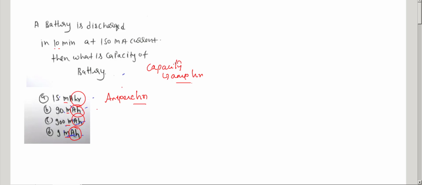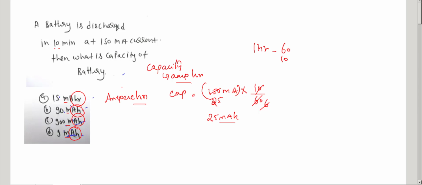Okay, so the given option is 150, 900 milliampere hour. So what is the capacity? Capacity equals 150 milliamperes into hour. What is hour? It is not given in hours. 1 hour equals 60 minutes. So 10 minutes equals 10 by 60 hours. So 10 by 60 hours, 25 milliamperes. So capacity is 25 milliampere hour.